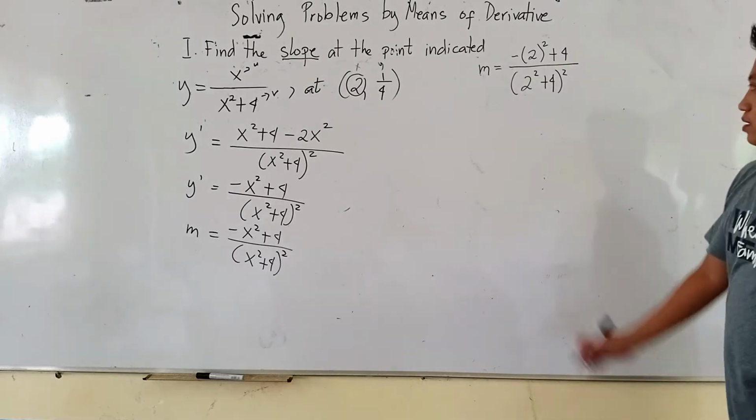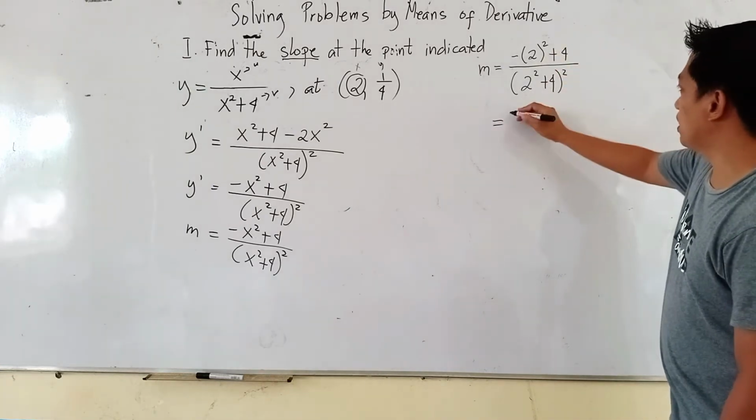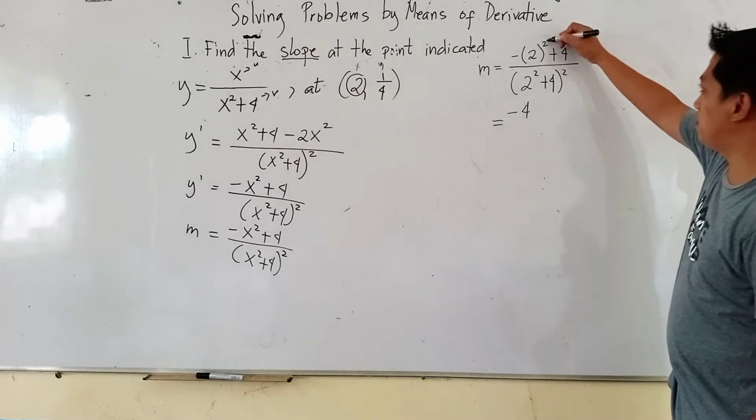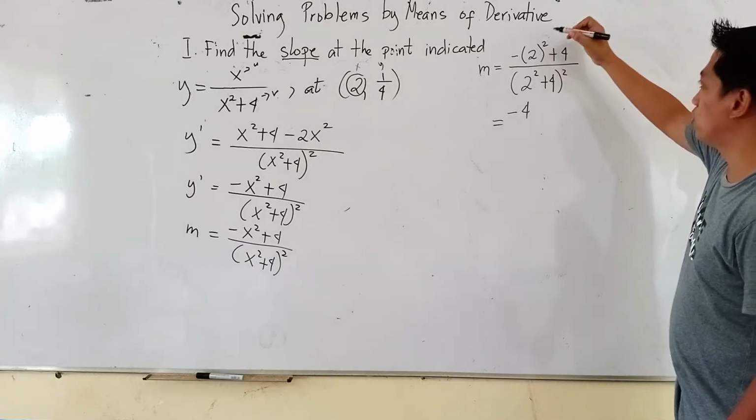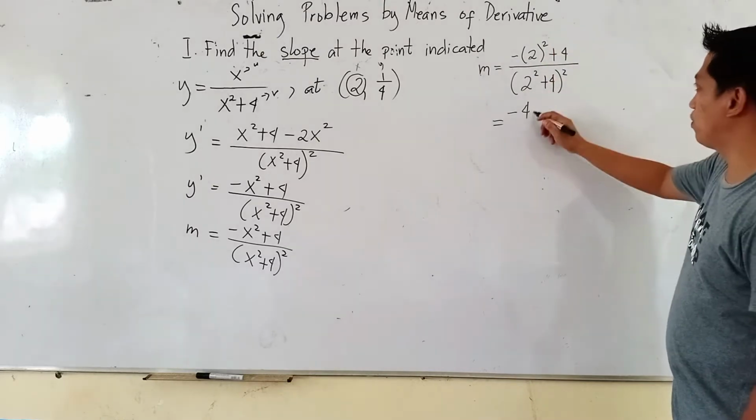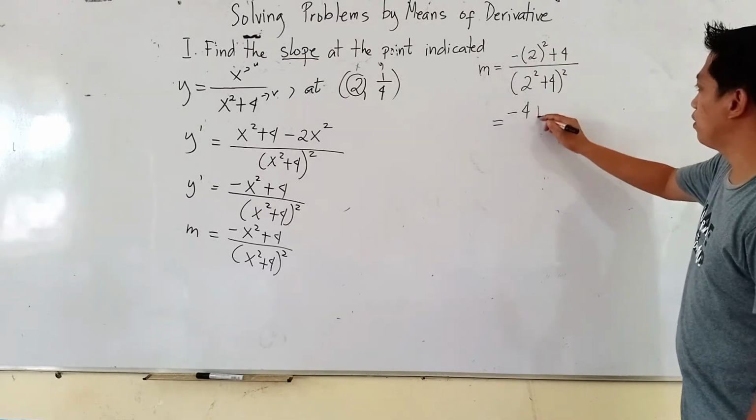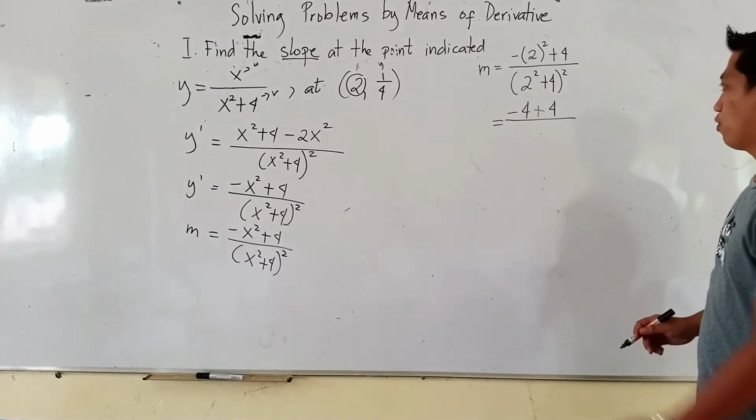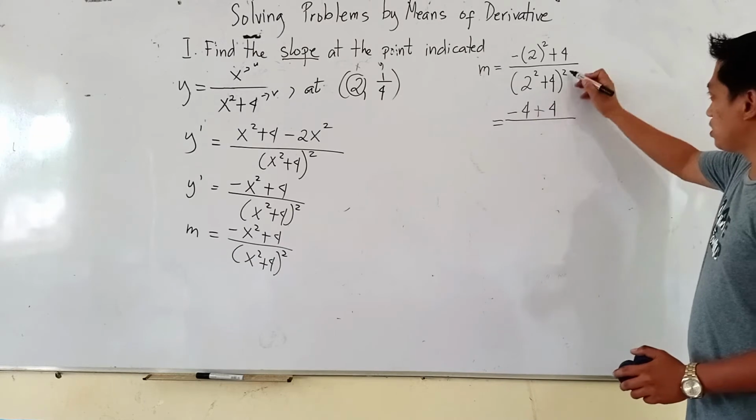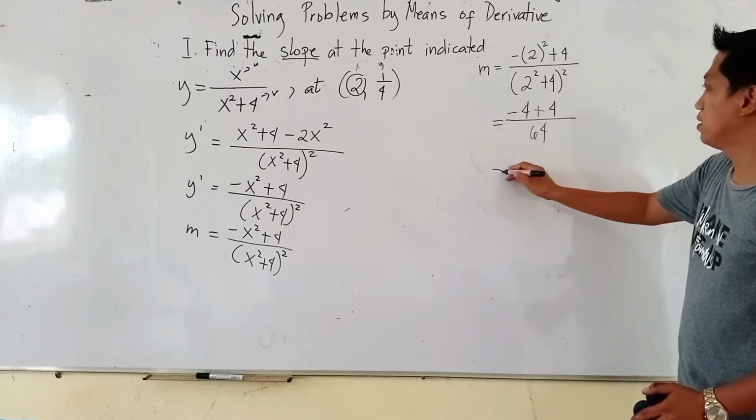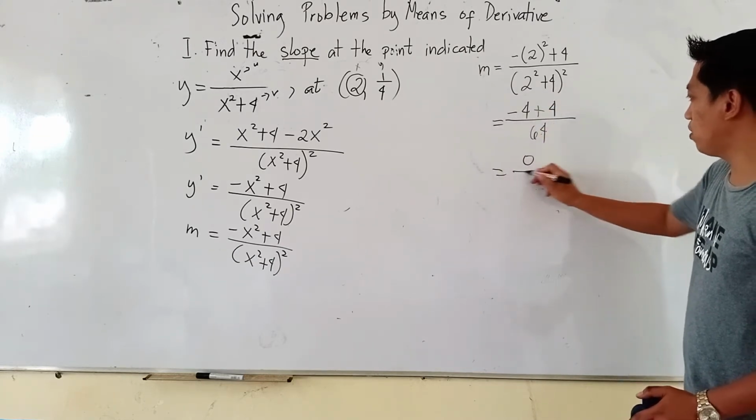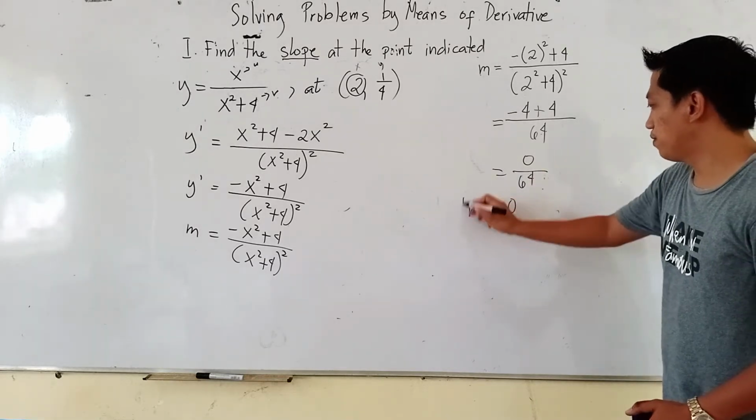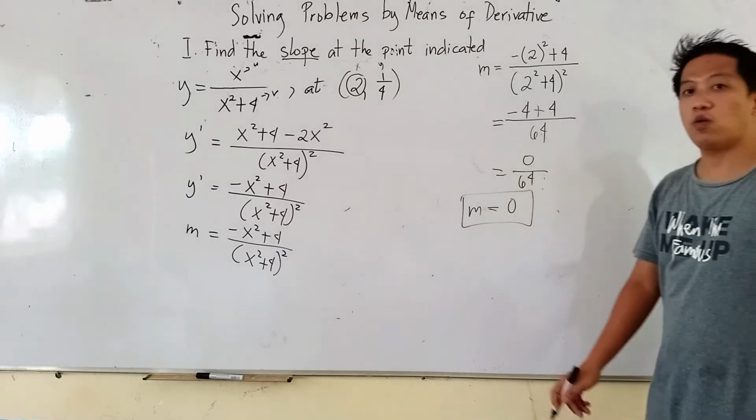Simplifying further, we have negative of 2 squared, that is 4. So negative 4, not positive 4, because the base of 2 is still 2, not negative 2. So 2 squared is 4, so negative of 2 squared is negative 4. Plus 4 divided by 2 squared is 4. 4 plus 4 is 8. 8 squared is 64. Negative 4 plus 4, that is 0. Divided by 64. 0 divided by 64, that is 0. Therefore, the value of our slope is equal to 0.